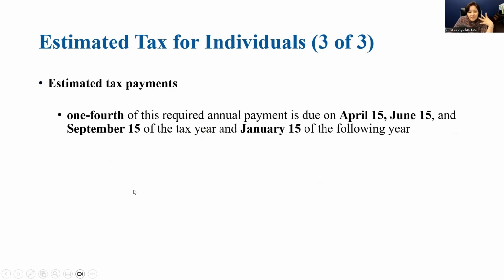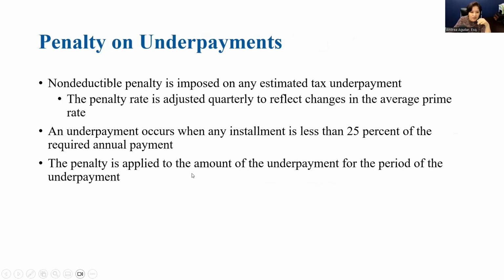When is the estimated payment made? In parts, you send quarterly payments. The first fourth of the required annual payment is due on April 15, then June 15, September 15, and finally January 15 of the following year. So that's when you send the estimated payments. There is a penalty for underpayment, and we don't want to pay that. That is why we are trying to make these calculations and send the estimated payments on time. Penalty for underpayments, non-deductible penalty. Here you cannot deduct this as an expense.